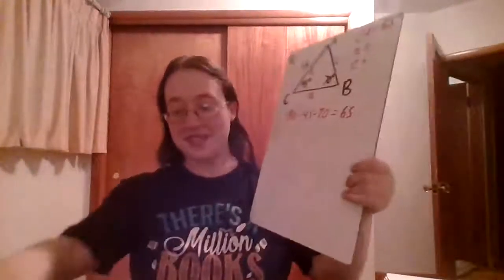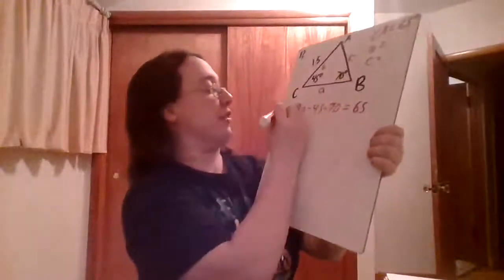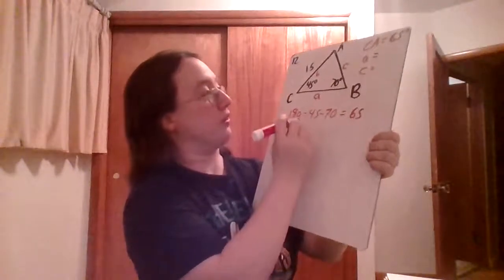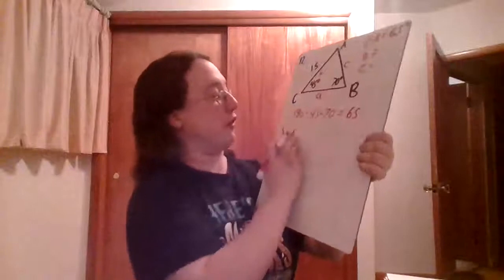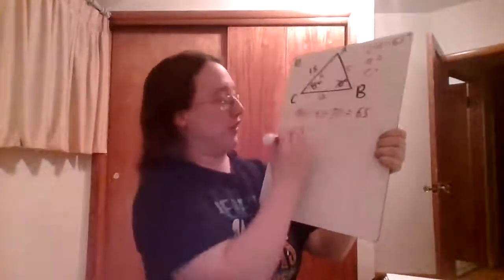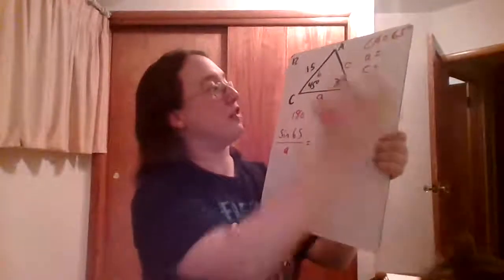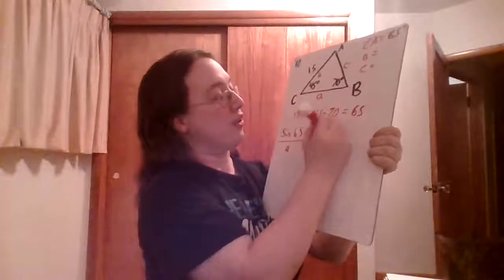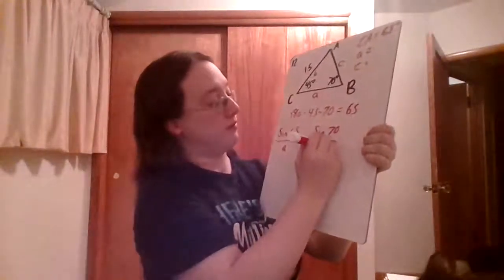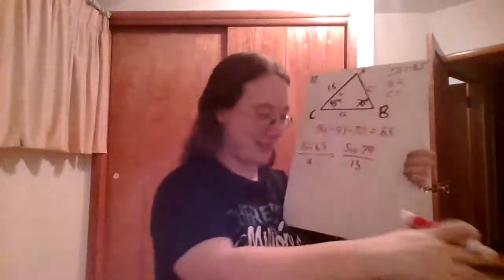Okay, so that's one of our sides. And now we're going to use the law of sines, so we're going to say the sine of A, which we have now. We have A, so the sine is 65, over little a, which is the thing we're looking for, equals, and the pair that we have is B, so we're going to go with the sine of 70, over little b, which we're looking for. Nope, we're not looking for little b. We have little b. That's 15.